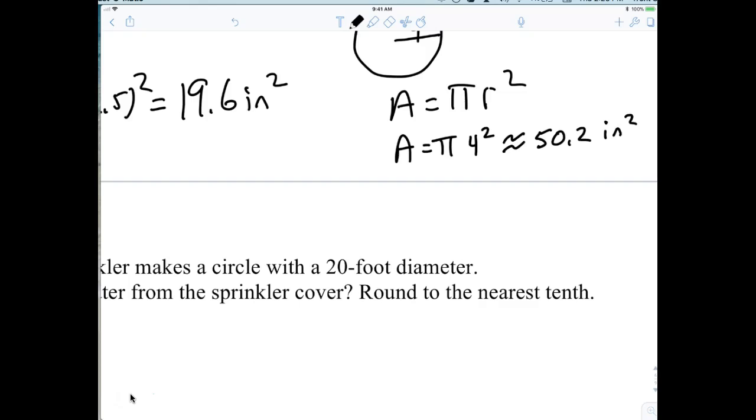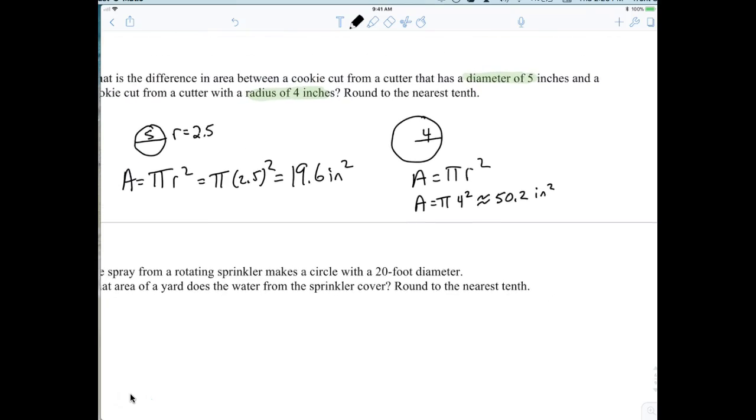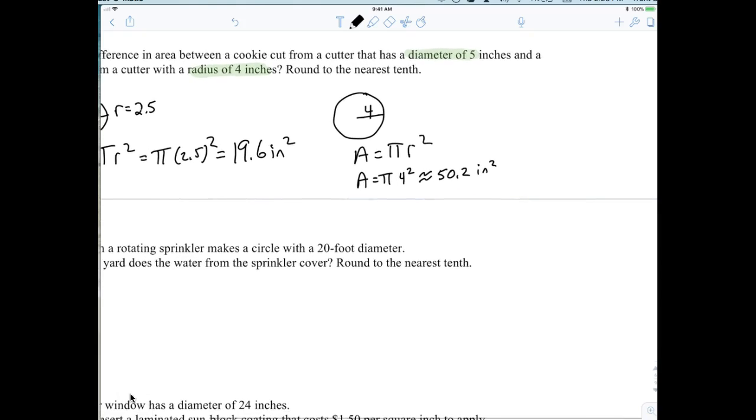Inches squared. Now, that's not the answer. What is the question? Come on, what are we doing? What's in between? How much the difference is? Right, so what do I have to do with those two numbers? Yes, subtract them. So 50.2 minus 19.6. What is it?